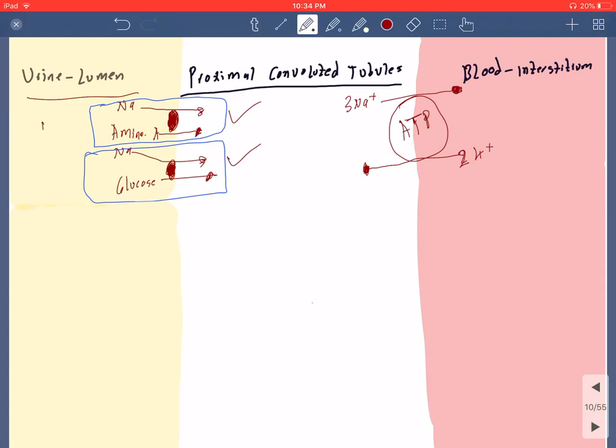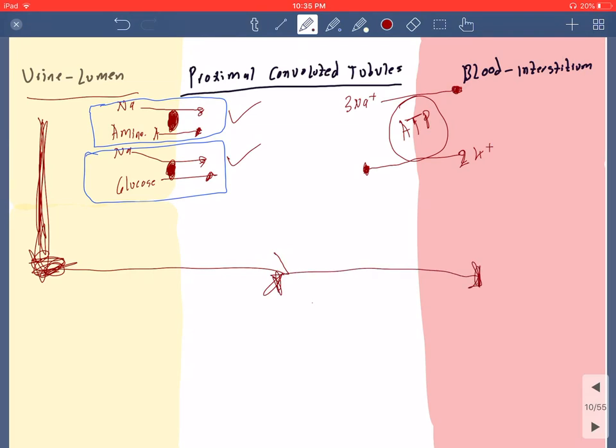As we can see right here, this is the lumen, this is the urine, the urinary side basically. So it's coming down here, and then it gets reabsorbed by the proximal convoluted tubule, right? And then after that, it gets reabsorbed back into the interstitium, which gets back into the blood.